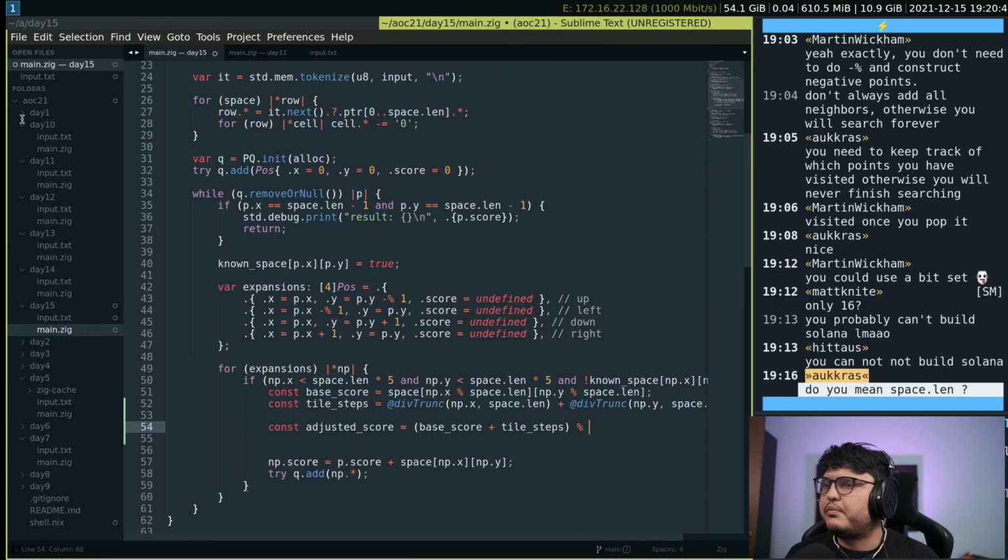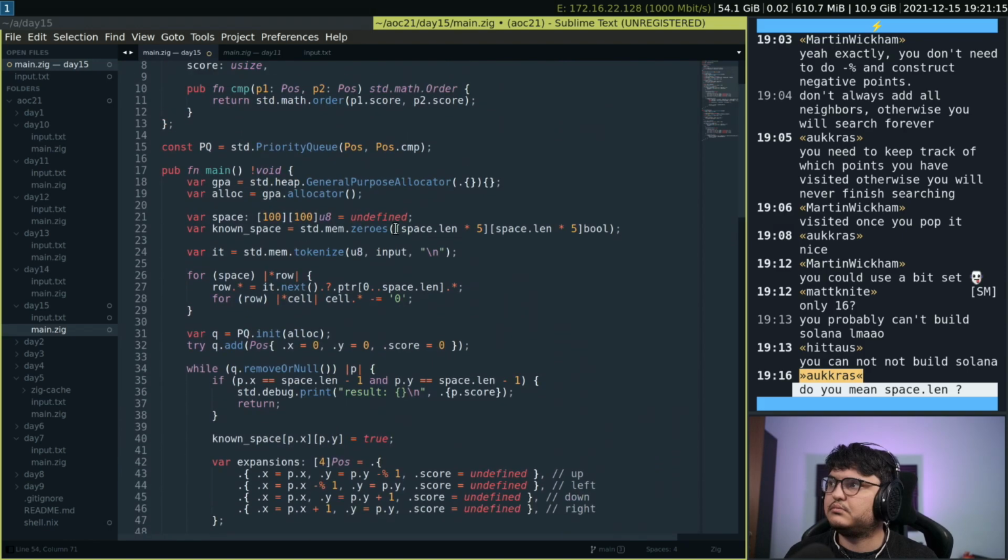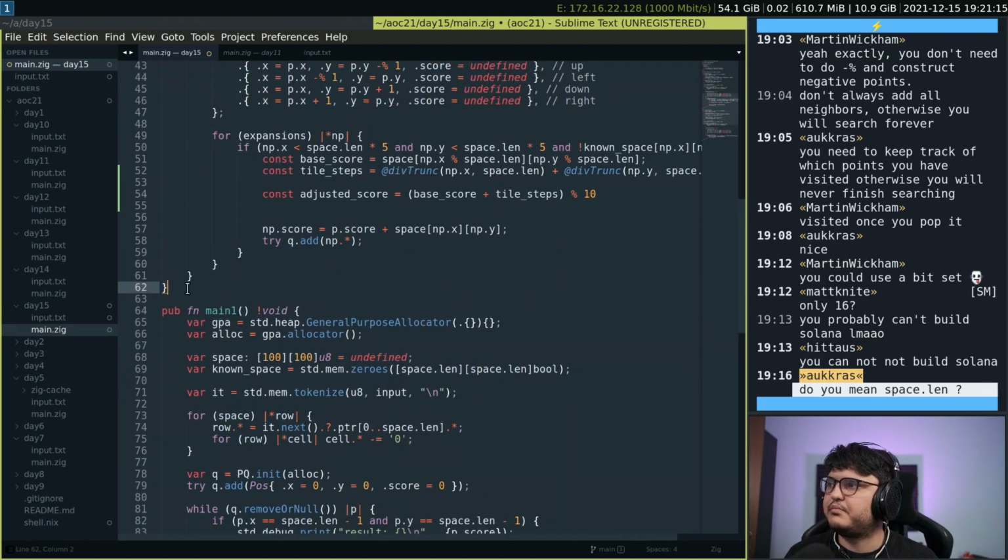But here's the problem though. If I do mod 10, that wraps back to 0. And it doesn't wrap back to 1. And you can't just do plus 1. Right? You could maybe do, if the resulting value is 0, then you add 1. Would that work? So here's what I'm going to do. I think I'm going to write a test for this.